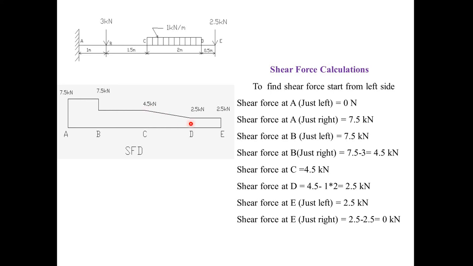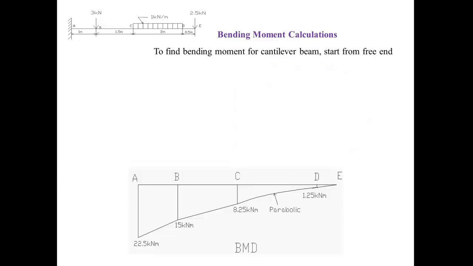Then 4.5 to 2.5, because it is a uniformly distributed load. According to our variation in the diagram, if the load is a uniformly distributed load, in the shear force diagram it will be an inclined line. So that is the thing we have taken. So 4.5 and 2.5, then it will remain constant, because it is a concentrated load; for the concentrated load, the shear force diagram will be horizontal. So that is what we have taken and drawn the shear force diagram.